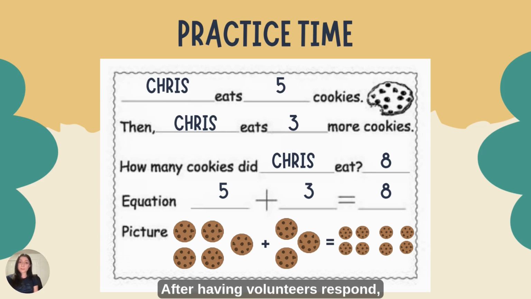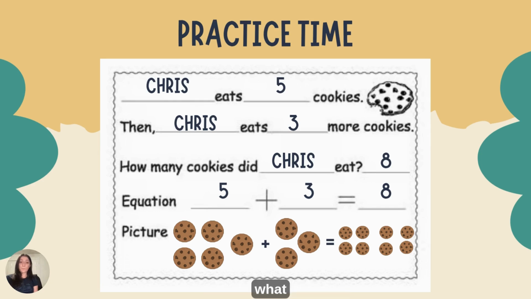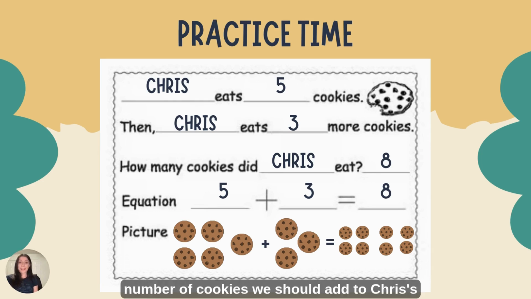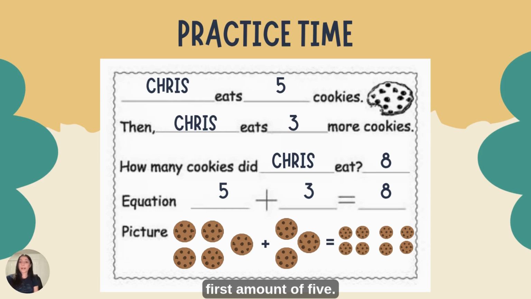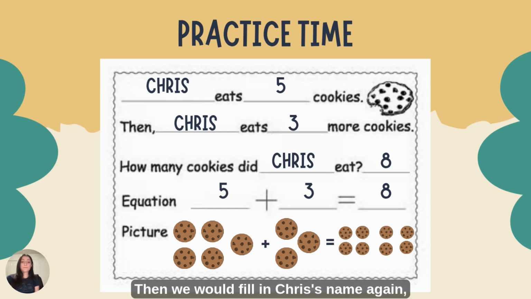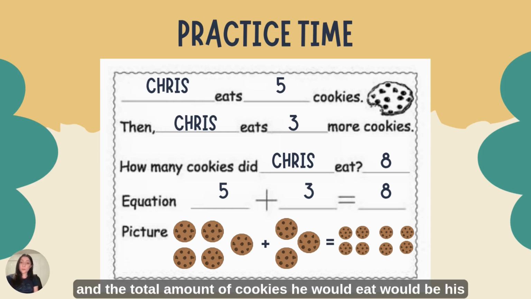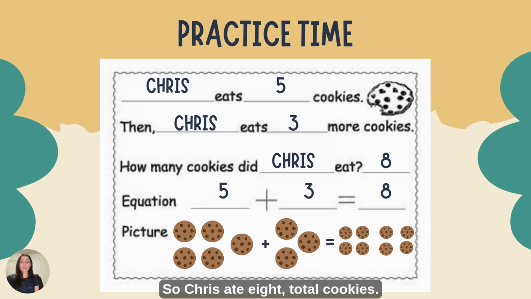I would then expect the class to respond and for volunteers to raise their hands. After having volunteers respond, I would then ask them what number of cookies we should add to Chris's first amount of 5. Then we would fill in Chris's name again, and the total amount of cookies he would eat would be his starting amount, which was 5, and his added amount, which is 3. So Chris ate 8 total cookies.